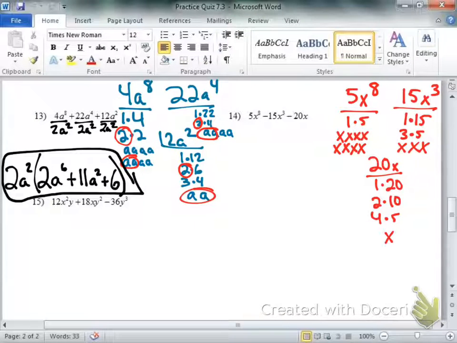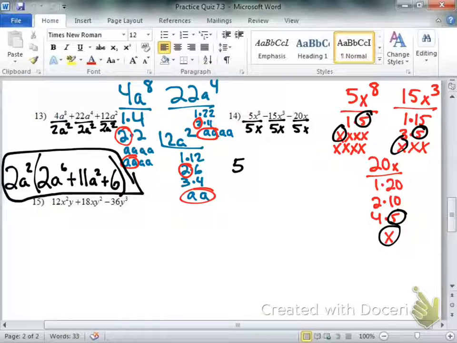GCF? What is it? 5. X. Very good. So I'm going to divide each term by 5x. So in the front of my answer, I'm going to write a 5x. What's 5 divided by 5? 1. And then I have x to the 8th, but I'm taking one of those away.